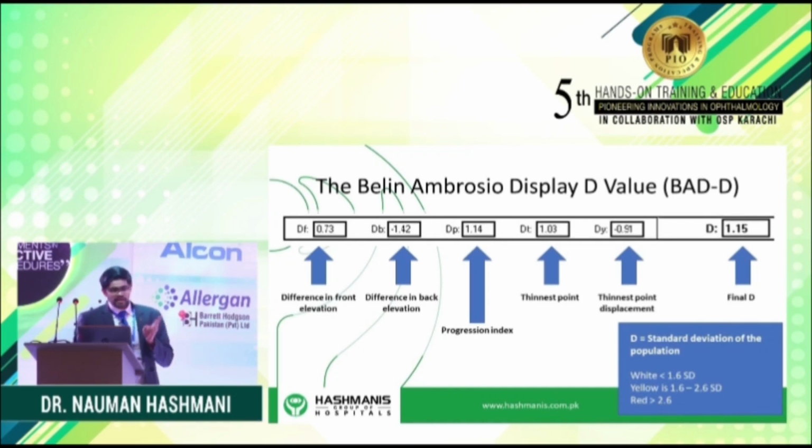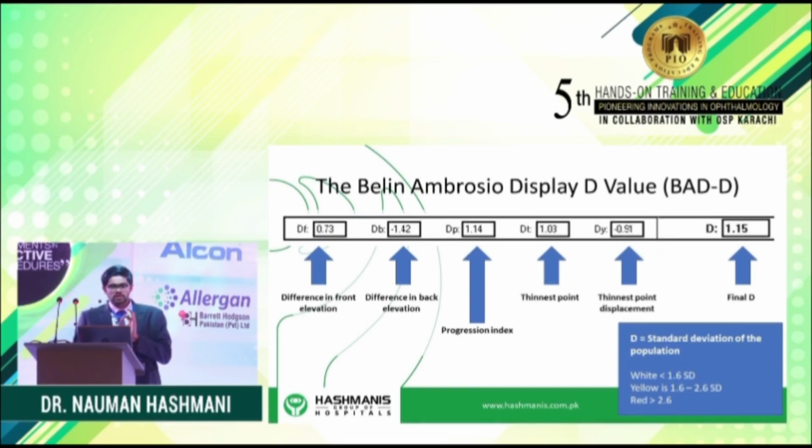Third is the progression index. Fourth is the thinnest point. And the last is the thinnest point displacement. And then you get a final D. Now, the final D you attain by doing a regression analysis of all of these amongst normal patients. It does a regression analysis and it gives you a D value.